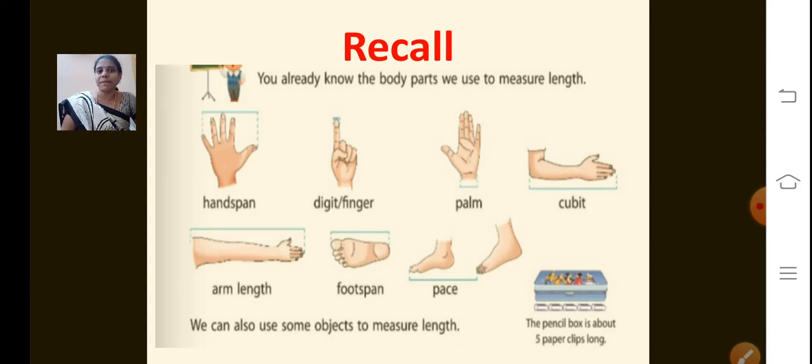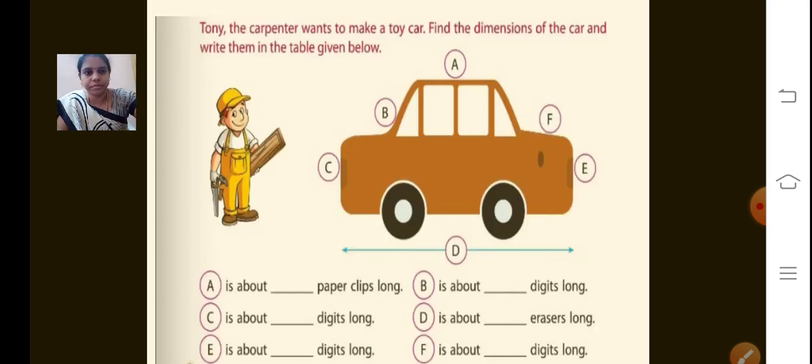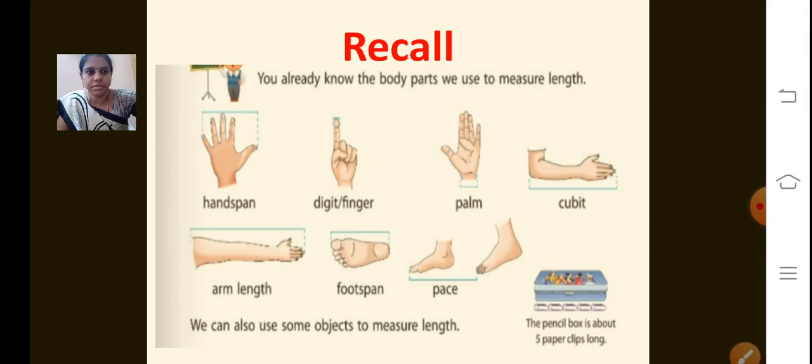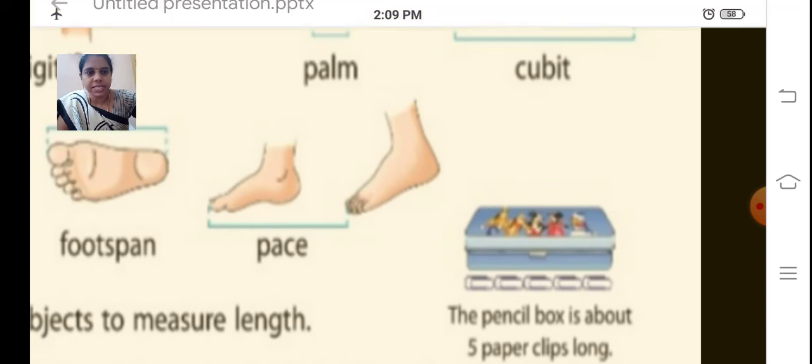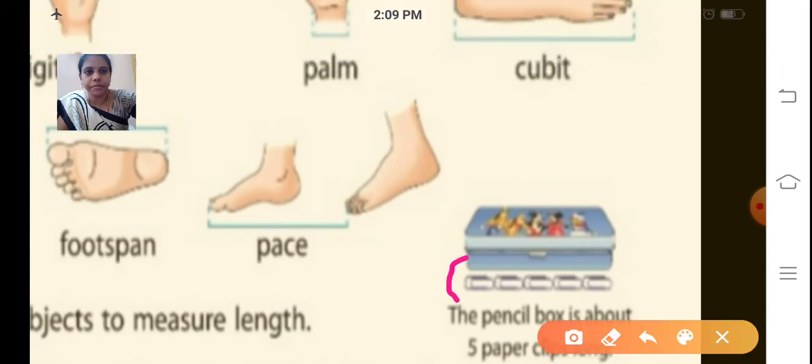Now we can also use some objects to measure length. Have you seen paper clips? Just see, this is a paper clip. If you have paper clips with you at home, you can do the next sum as homework.